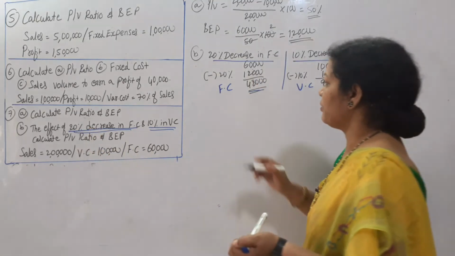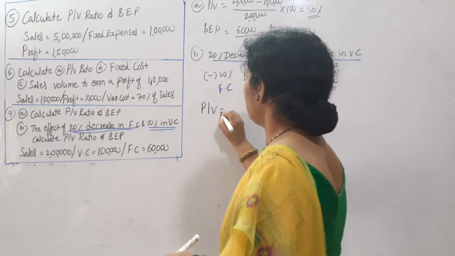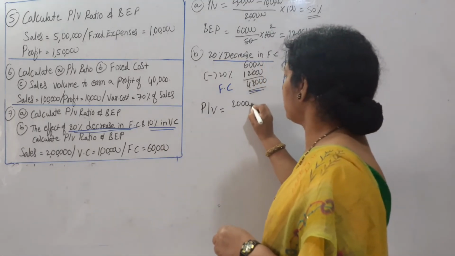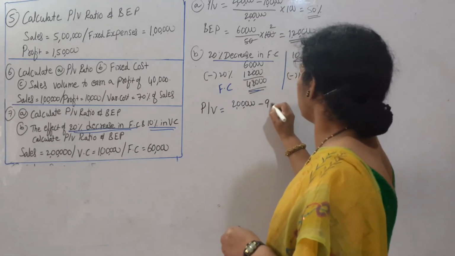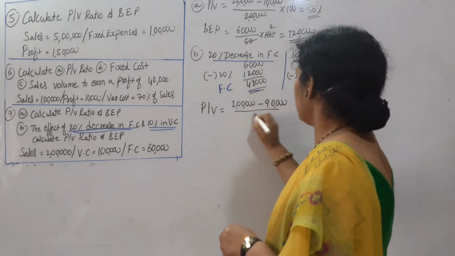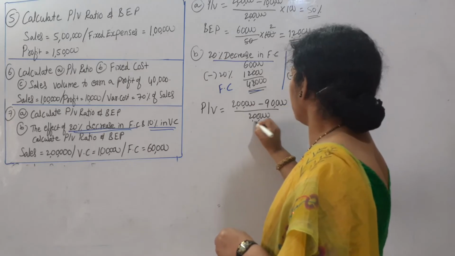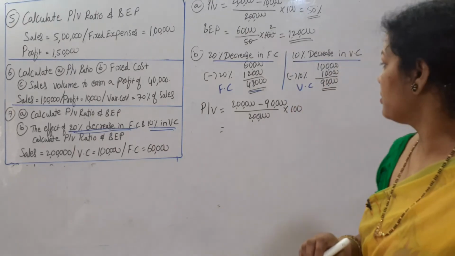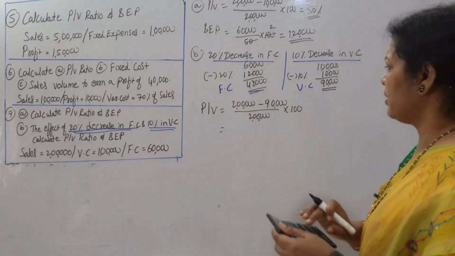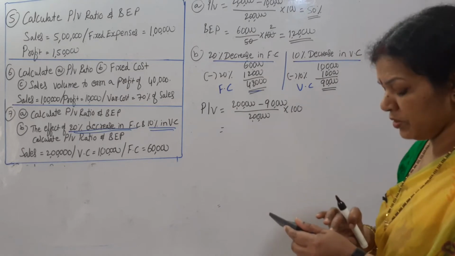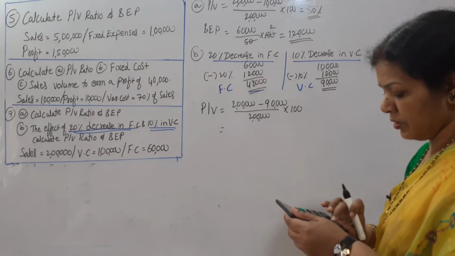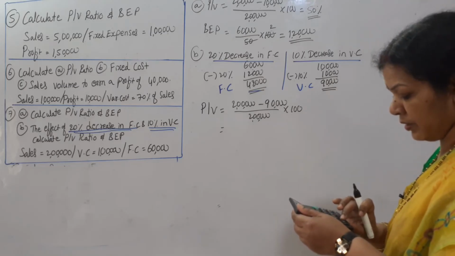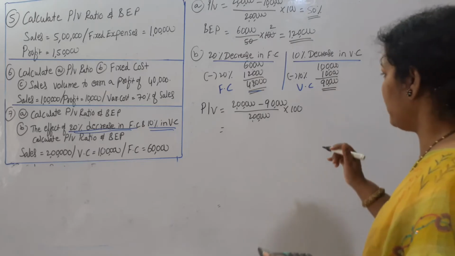Now we will calculate PV ratio. PV ratio is equal to S minus V by S into 100. S is 2 lakh, V is here 90,000. If we do the calculations, 2 lakh minus 90,000 means 1,10,000. 1,10,000 into 100 divided by 2 lakh. 55% it is.